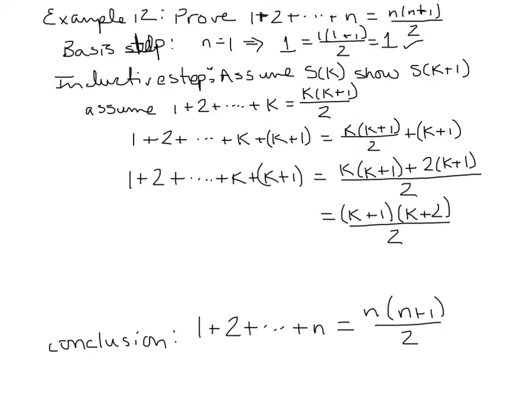So now it's time for you guys to do another example. So on example for problem number 67, you are going to show that the sum of squares of the first n positive integers is n times n plus 1 times 2n plus 1 over 6.